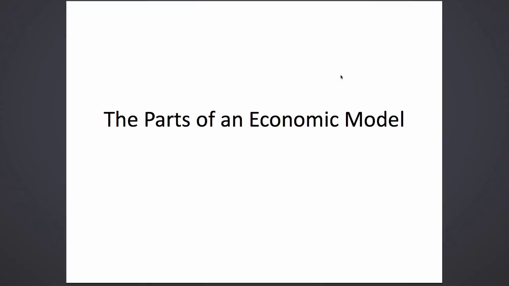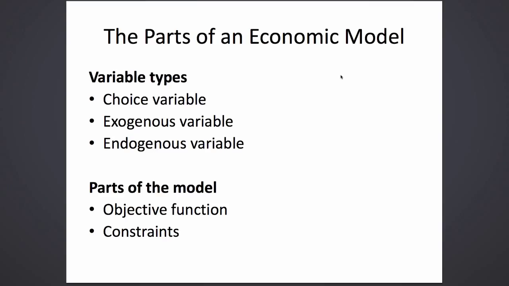So I'm going through the parts of an economic model, and there's really 5 parts. 3 of those are variable types: the choice variable, exogenous variable, and endogenous variable. And then there's the objective function and constraint.